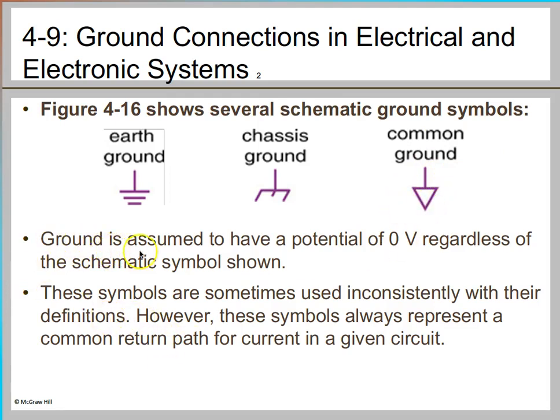So ground is assumed to have a potential of 0 volts regardless of the schematic symbols shown. So yes, for all three of them, the potential is going to be 0 volts. These symbols are sometimes used inconsistently with their definitions. However, these symbols always represent a common return path for current in a given circuit. So these were your different schematic ground symbols.